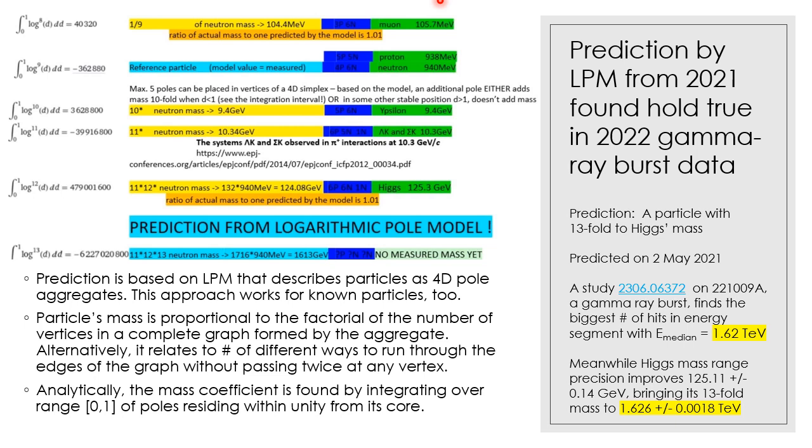Alternatively to the factorials, one can imagine the number of ways of going through the aggregate of poles, starting from one vertex and going through all the other vertices without revisiting any of those. So the different ways you can do that give exactly the factorial of the number of poles involved in the aggregate.